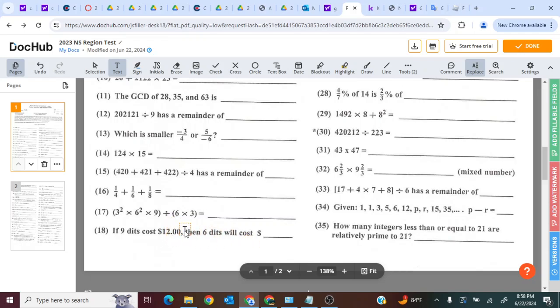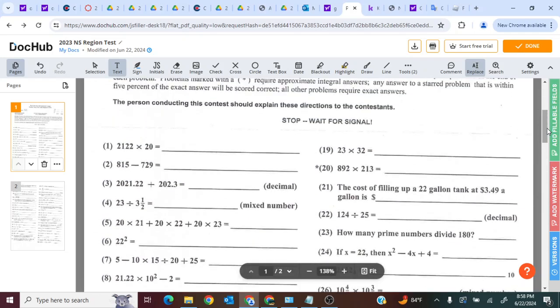9 dilts cost that much. 6 dilts cost what? 6 over 9 is your factor, so 2/3 times 12 is 8. So $8, 8.00. Okay, this is just FOIL. 3 times 2, 6. 3 times 3 plus 2 times 2, 13. 3, carry a 1. 2 times 3 plus 1 is 7.